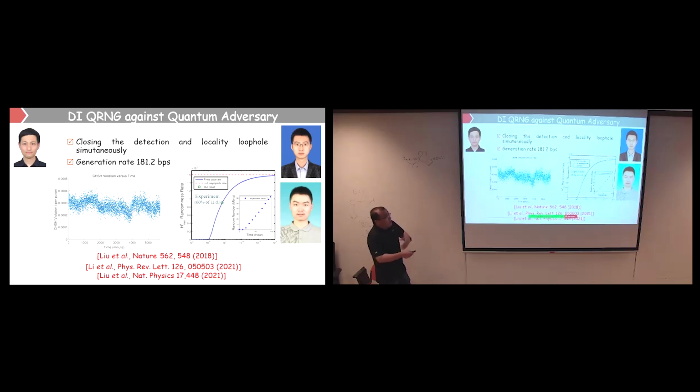But later on, we increased the fidelity. Now it's about 1 second, and you can get about 1 kbit per second of device-independent random numbers.